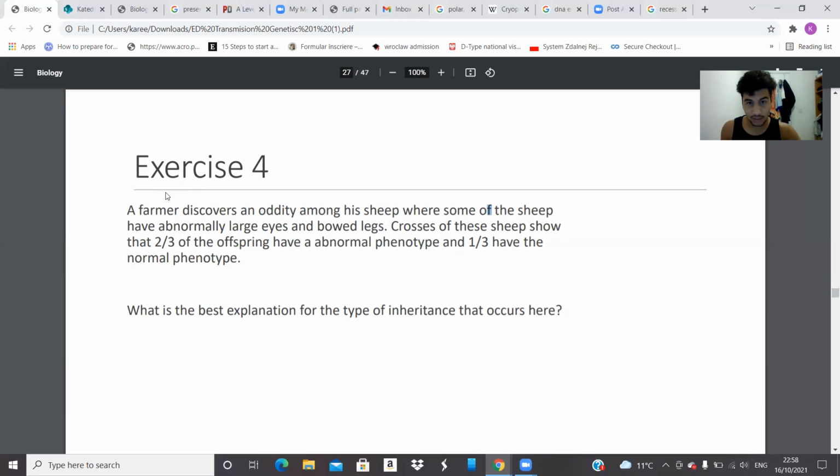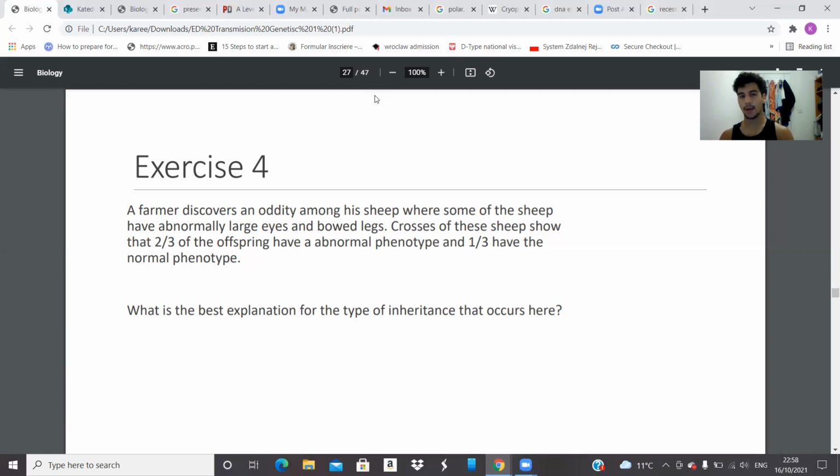A farmer discovers an oddity among his sheep. Some of the sheep have abnormally large eyes and broad legs. He had 2 sheep with abnormally large eyes and broad legs, and he crossed them together. Two thirds of the offspring have the abnormal phenotype, but one third is normal. So they're okay.